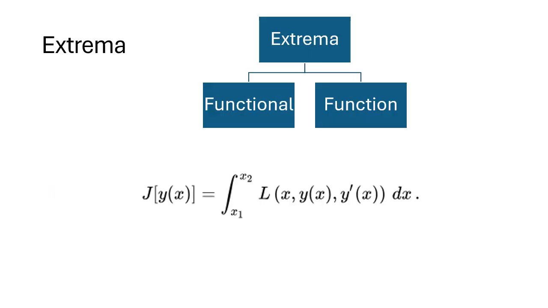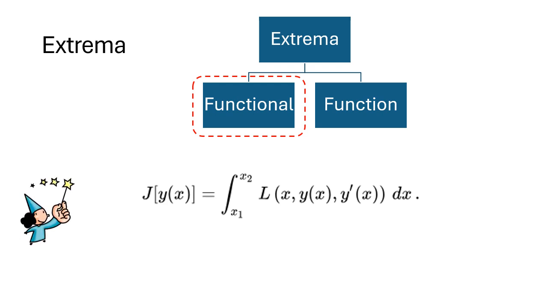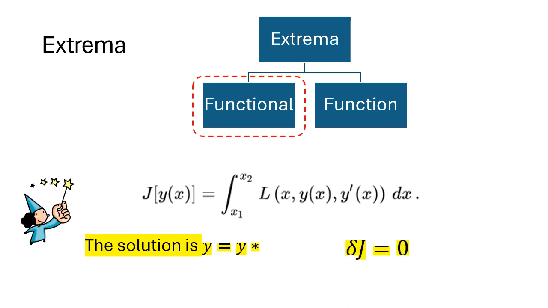Let's return back to the concept of extrema. However, let's consider the extrema of a functional. Suppose that you managed to find the extremum of the functional j using some sort of magic. This extremum of j is calculated at y equals y star. Hence, if we change y by a very small quantity near y star, the value of j should not be affected. In other words, delta j in the neighborhood of y star should be 0.